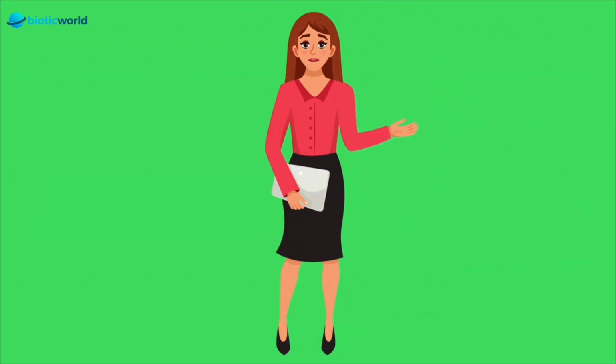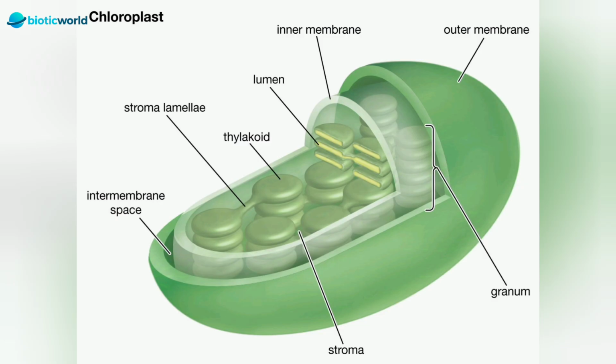To understand how chloroplasts work, we first need to break down their structure. Imagine a tiny green factory packed with specialized departments. First, outer and inner membranes. The chloroplast is surrounded by two membranes. The outer membrane acts like a protective barrier, while the inner membrane controls what enters and exits the chloroplast, maintaining the perfect environment for photosynthesis.